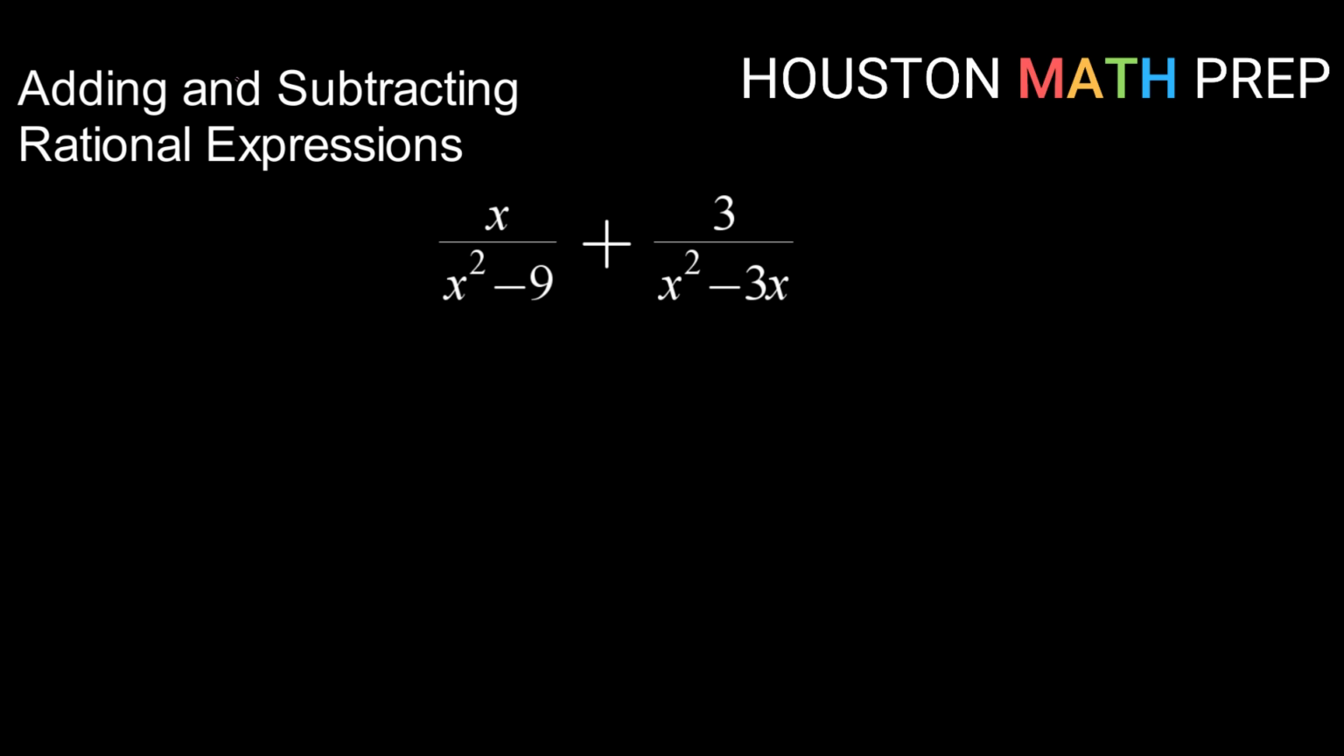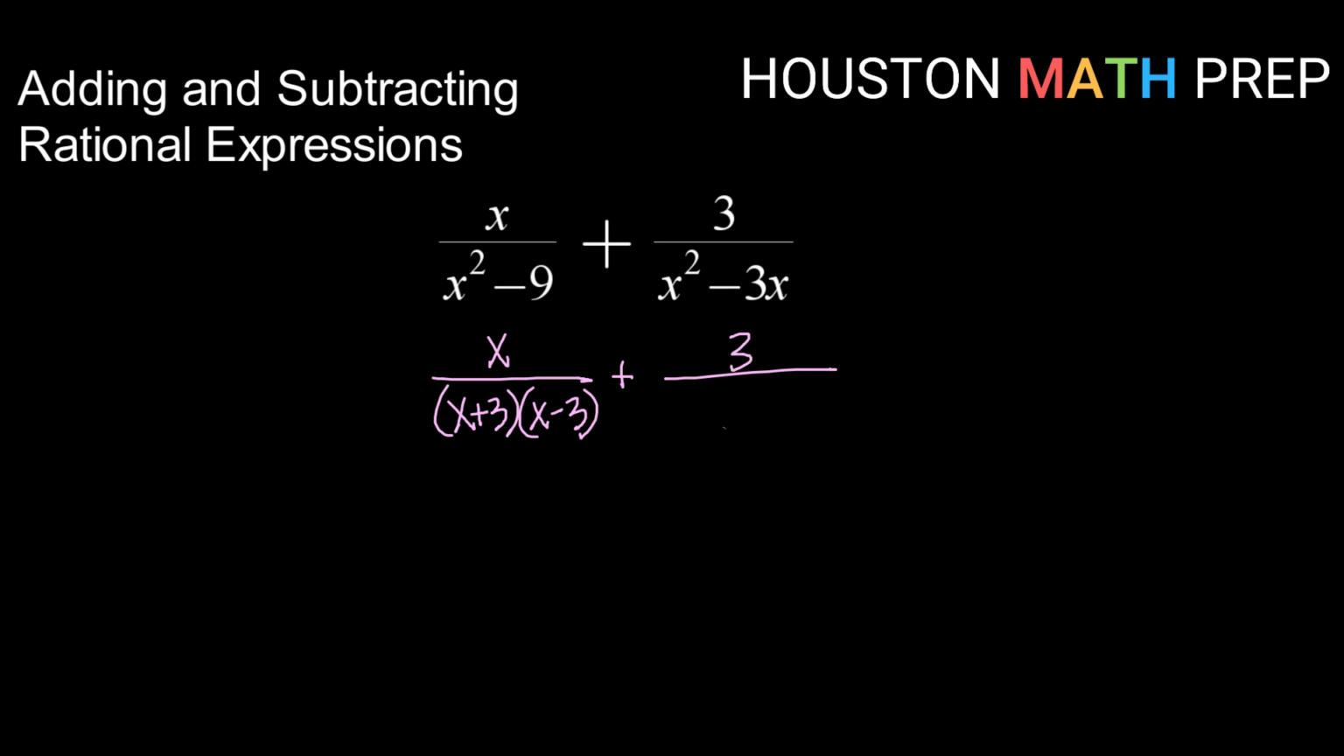All right, let's see if we can do it again. This time we want to add x over x squared minus 9 plus 3 over x squared minus 3x. Now here I can see that I don't already have a common denominator, but it looks like my denominators could factor. So I'd like to factor them and see if they already share anything. So first I'm just going to rewrite with my denominators factored. So x squared minus 9 is a difference of squares. I know that that factors to x plus 3 times x minus 3.